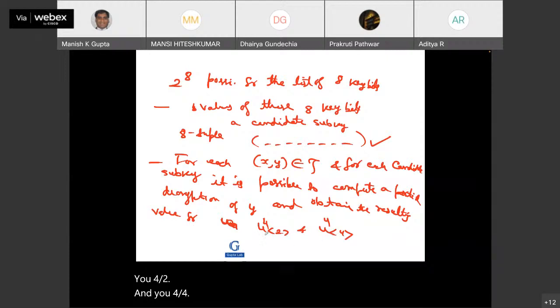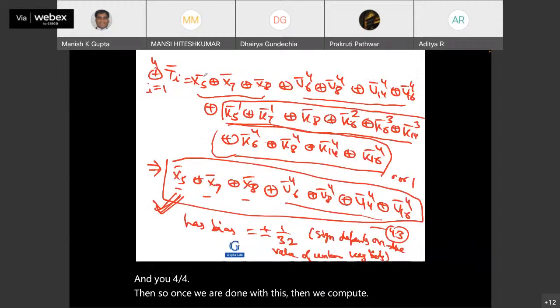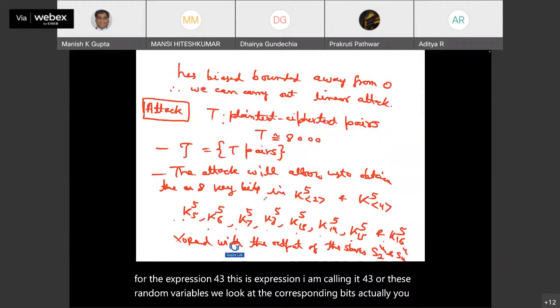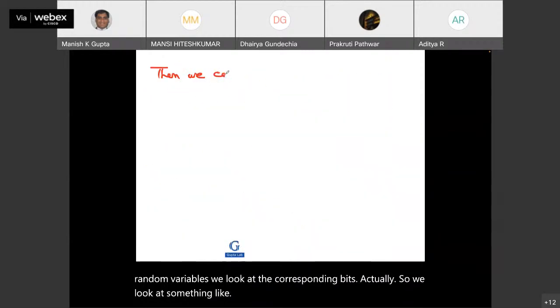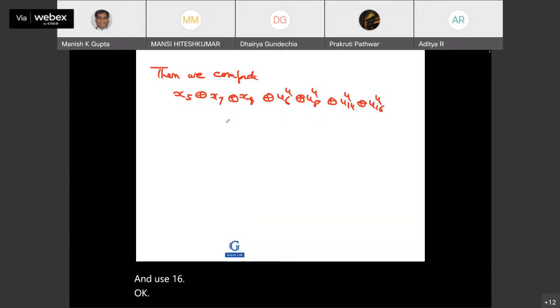Once we are done with this, then we compute the expression 4.3. For these random variables, we look at the corresponding bits. So we compute X5, X7, X8, U6 4, U8 4, the round 4 U bits, U14 and U16, taken on the random value 4.3. I call it 4.4. This is an important thing.